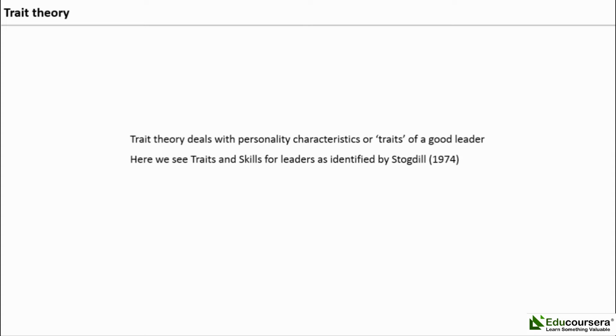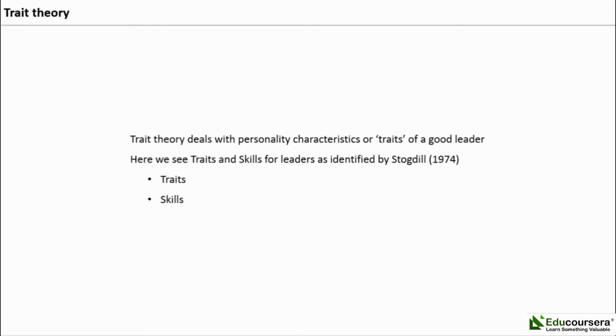Trait theory. Trait theory deals with personality characteristics or traits of a good leader. It helps identify characteristics or qualities of a good leader. Here, we see traits and skills for leaders as identified by Stogdill in 1974. Traits: cooperative, decisive, adaptable to situations, energetic, consistent, socially alert, ambitious and goal-oriented, assertive, dependable, having the ability to influence others, confident, stress management, and proactive.